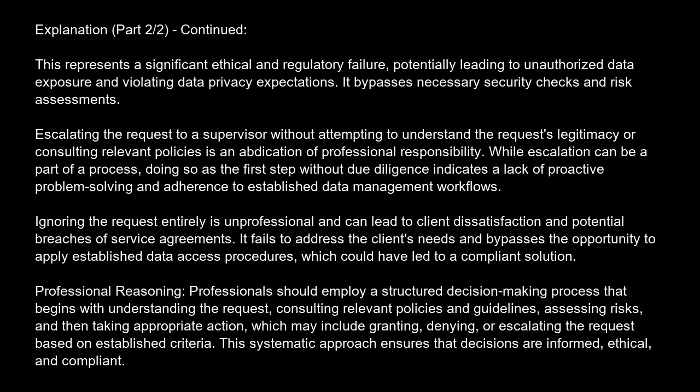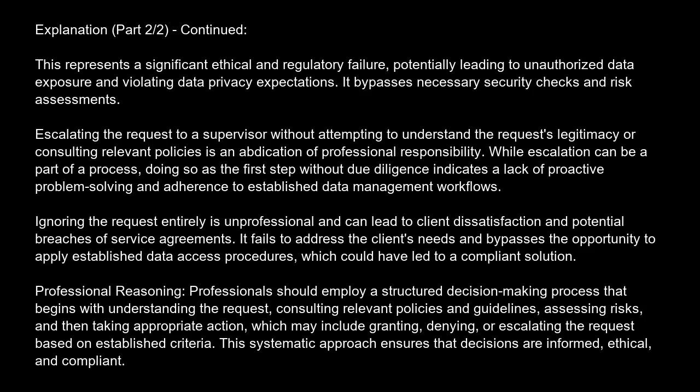Ignoring the request entirely is unprofessional and can lead to client dissatisfaction and potential breaches of service agreements. It fails to address the client's needs and bypasses the opportunity to apply established data access procedures, which could have led to a compliant solution.